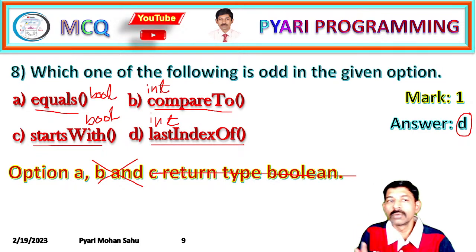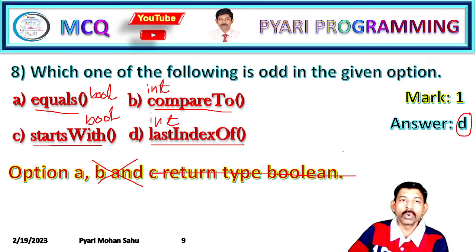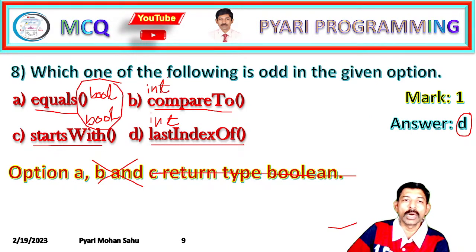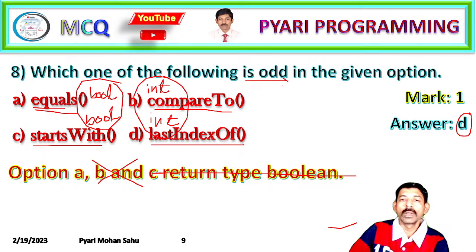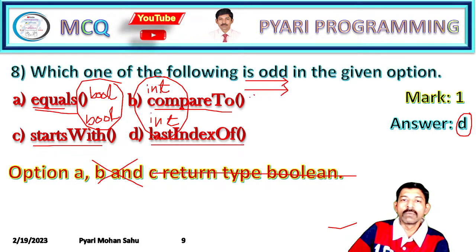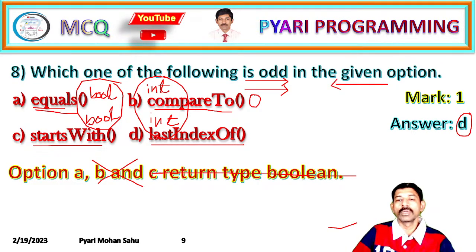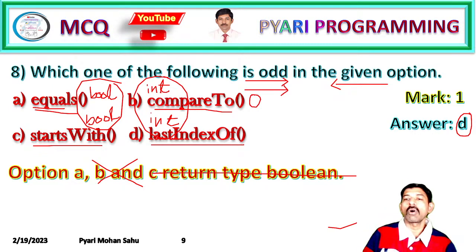Understood now? Why is option D your answer? Because both return type is Boolean. Look at this, these two both return type is Boolean. Here both return type is integer, but all the methods, equals method will compare from left to right. Compare to will look from left to right, starts with will look for the beginning again, but last index of will start the operation from right to left. Because of that reason, it is the odd one out. Understood?